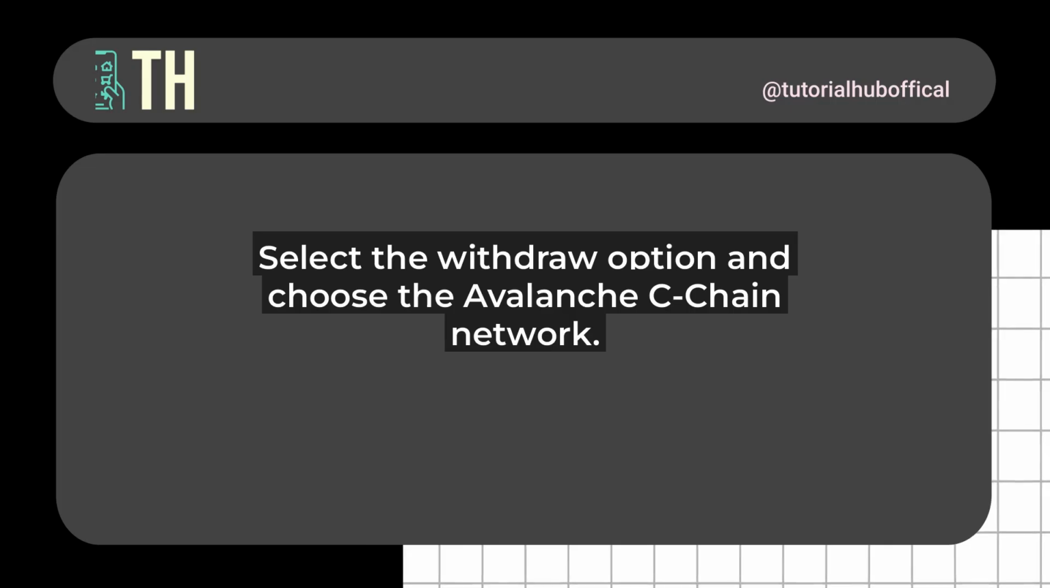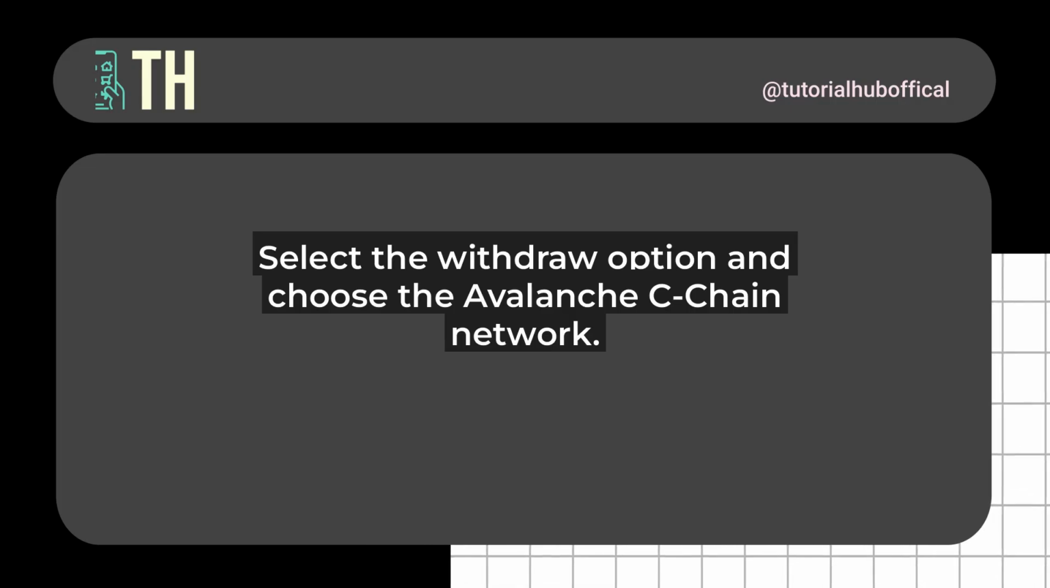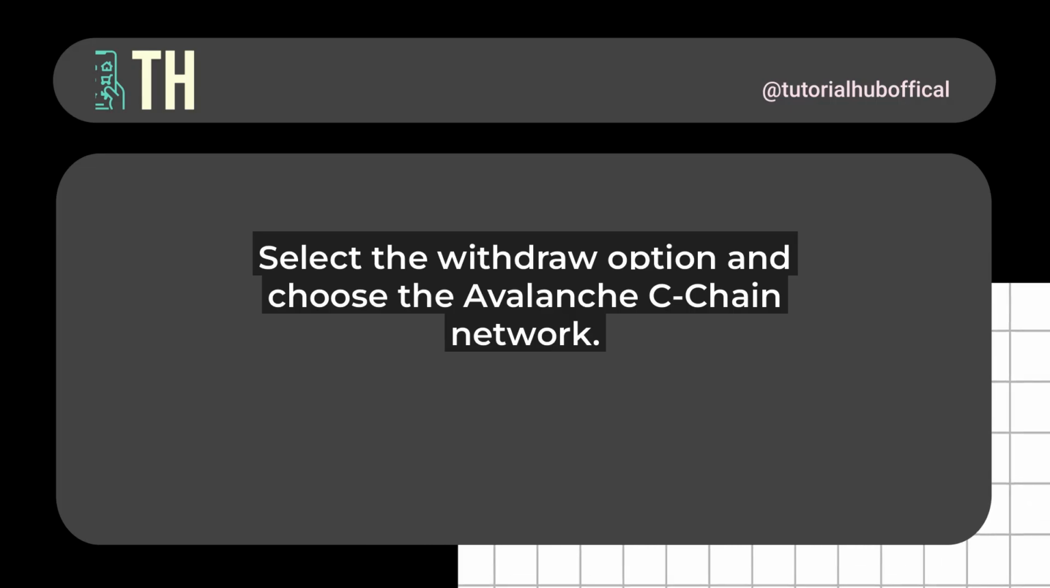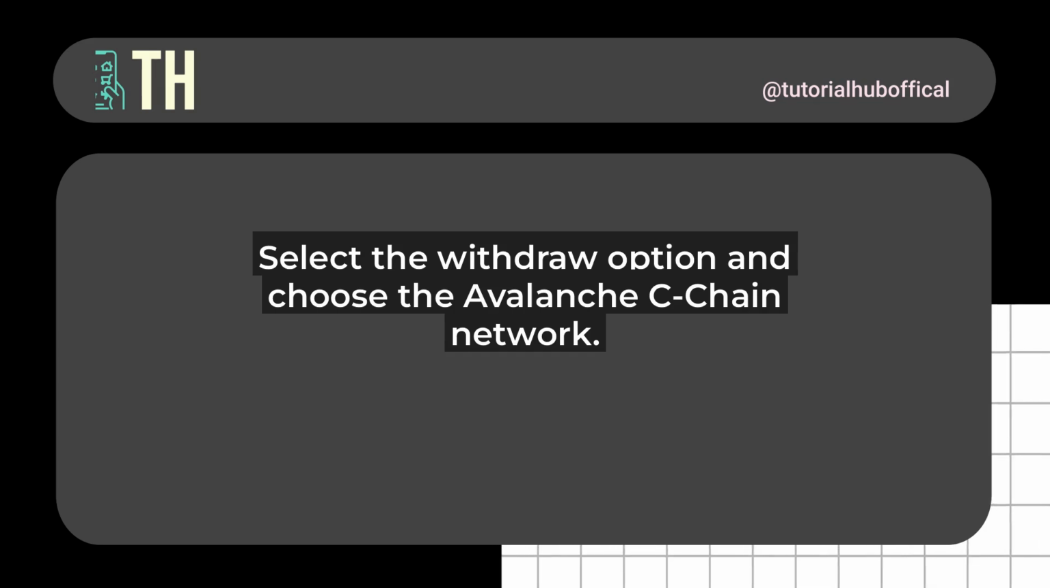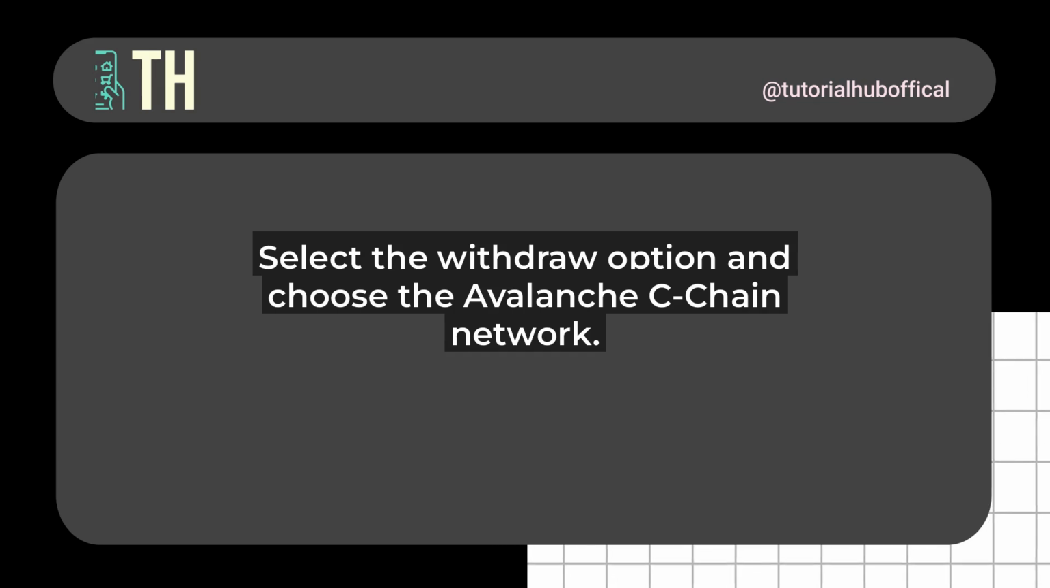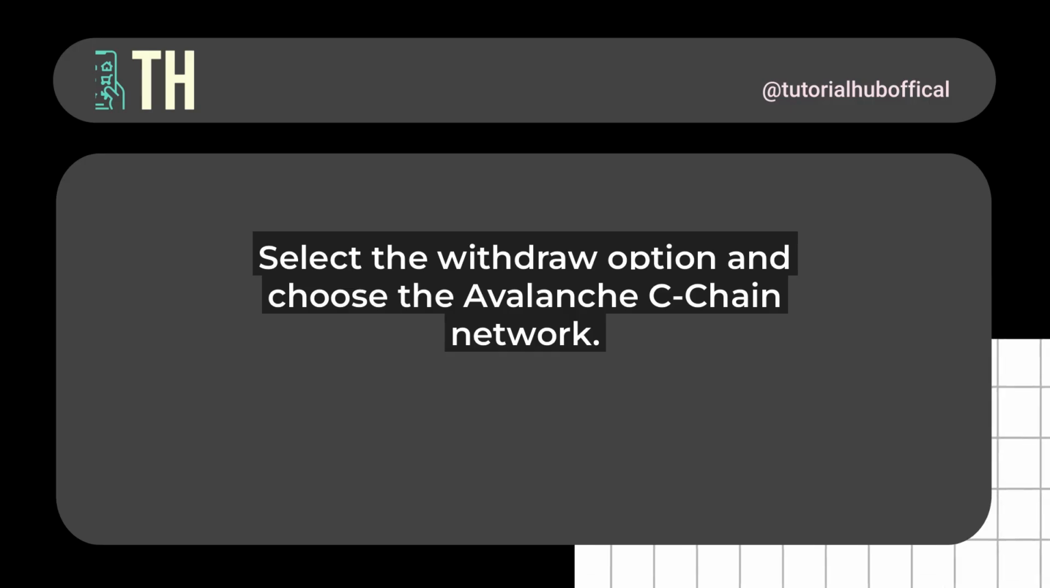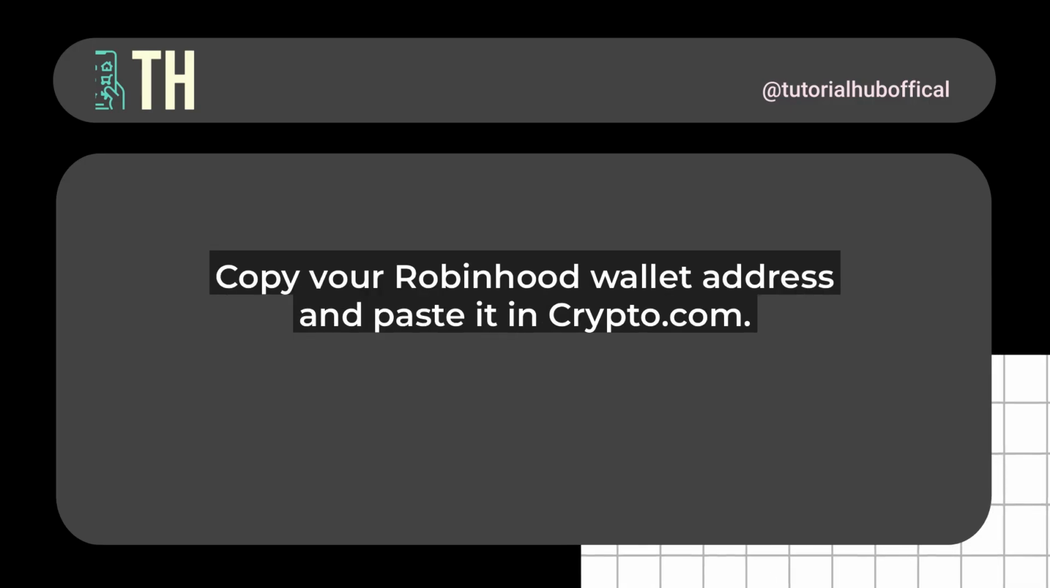Step 2. Choose the Avalanche network. In 2025, you'll likely use the Avalanche C-chain for this transfer, as it's the most common and secure option. Enter the amount you want to transfer, making sure to leave enough for any network fees.